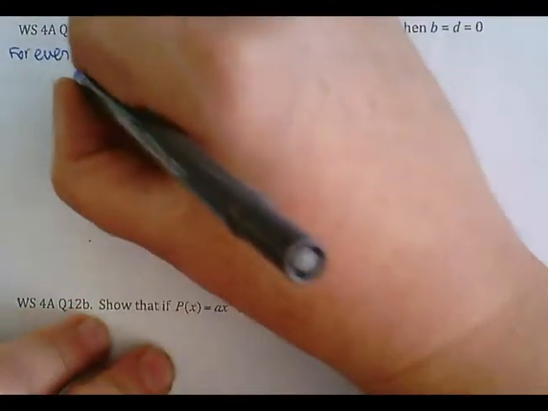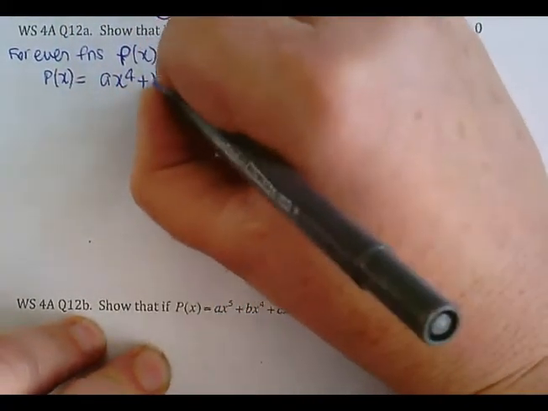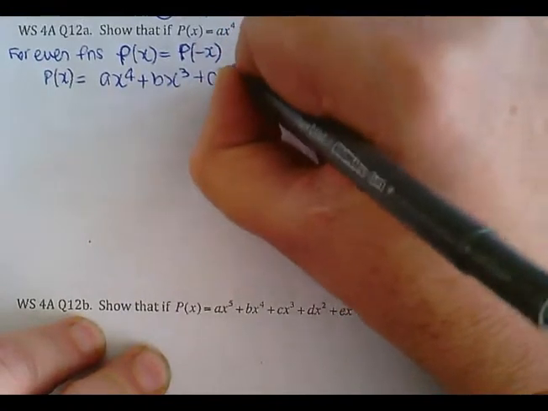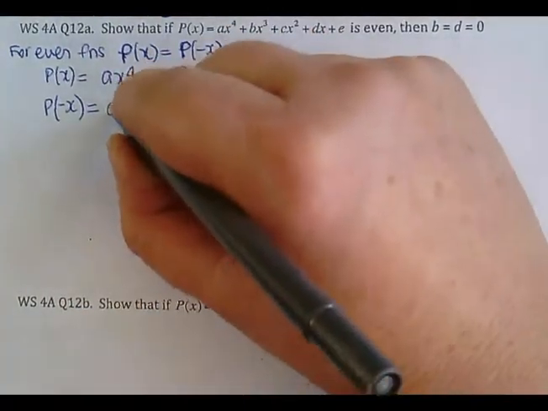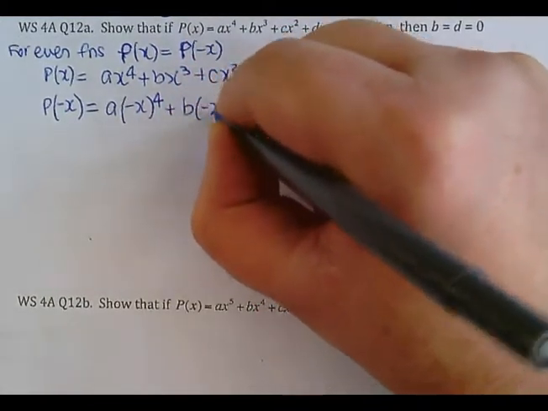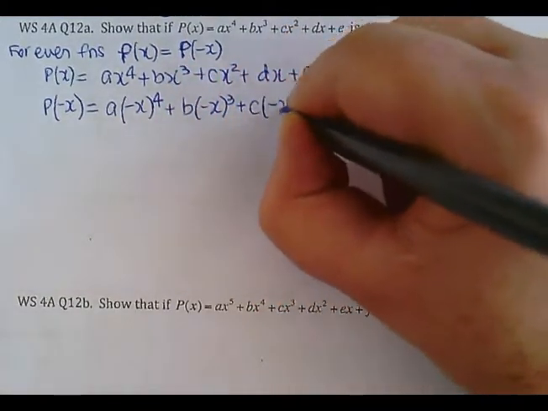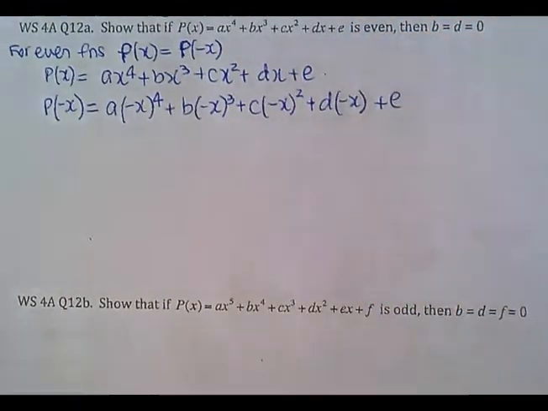We know what p of x is. I'll write it out again. P of x is ax to the 4 plus bx cubed plus cx squared plus dx plus e. What's p of negative x? You can do the substitution. A, negative x to the power of 4 plus b, negative x cubed plus c, negative x squared plus d times negative x plus e. Notice I'm not using multiplication symbols. It's best to use the brackets, otherwise it gets too messy. You won't know what's a times or a plus.